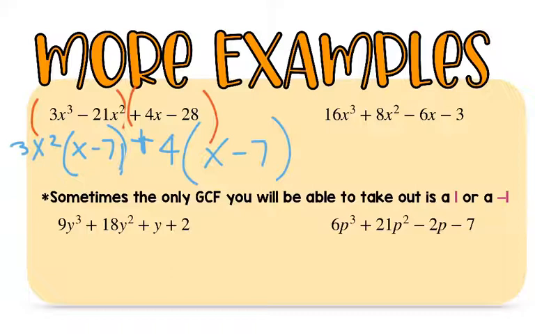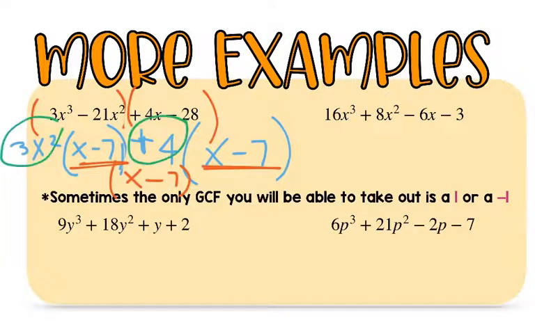Okay, so now I have my matching terms, the x minus 7, so I can write that down as one of my factors, and then the leftovers, 3x squared plus 4. So 3x squared plus 4 is my other factor. And that's it, I'm done.